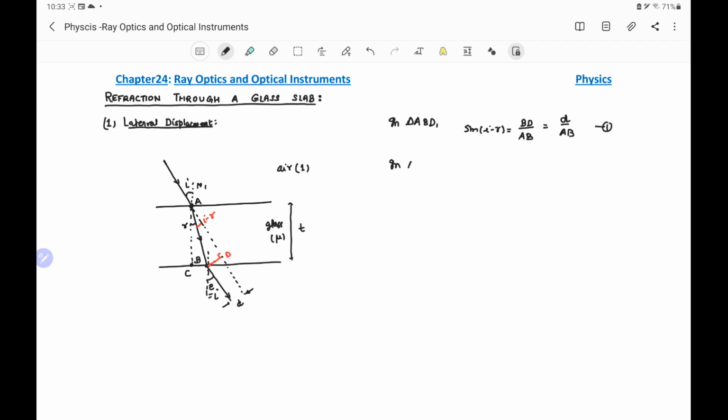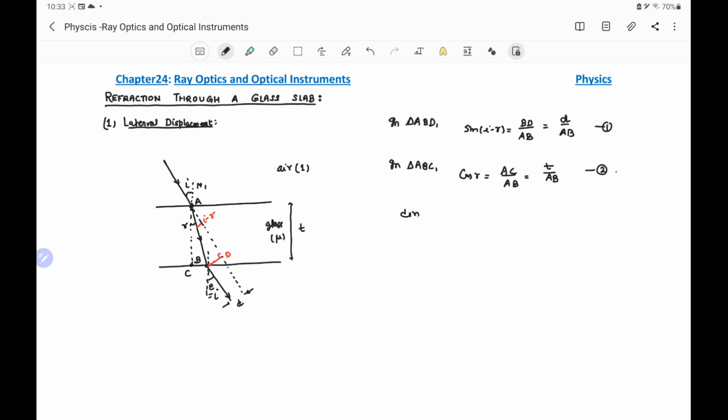In triangle ABC, which is also a right angle triangle, cos R will be equal to base by hypotenuse, and the base is AC by AB. And AC represents the thickness of the glass slab, so it is T by AB. This is the equation number 2. Now using equation number 2, we can find the value of lateral displacement.